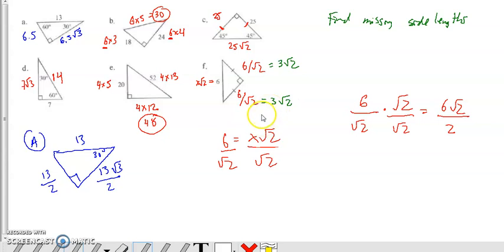Okay, in our next video, we're going to try some more challenge problems that are a little similar to these, using our Pythagorean triples as well as our special right triangles.